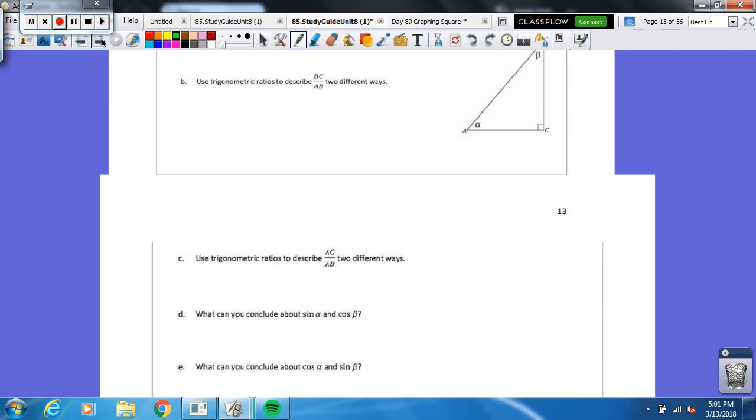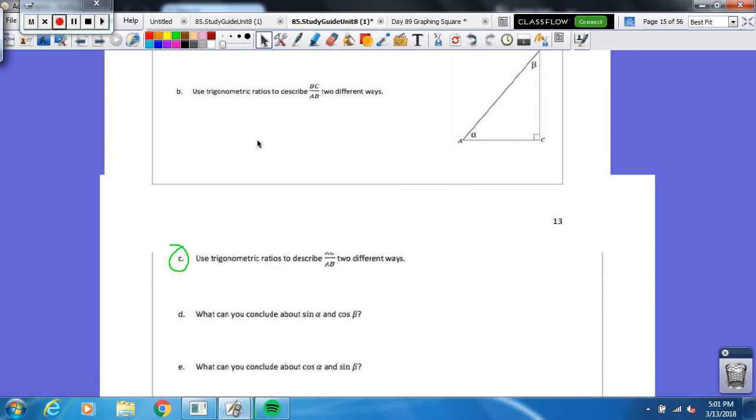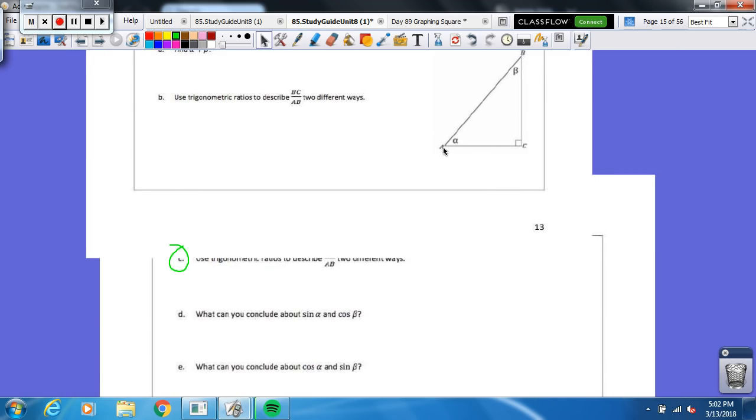Let's try one more. Okay? So let's try this. Part C. AC over AB in two ways. Ooh, okay. So let's bring this down here. So I want AC and AB. All right, so AC right here. Sorry, get the pen. AC and AB. Like this. In two different ways.